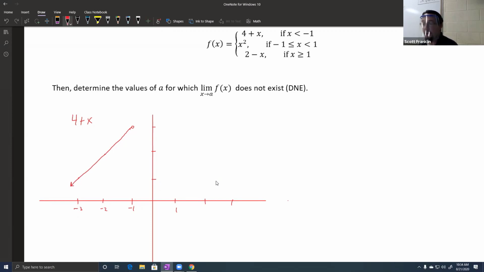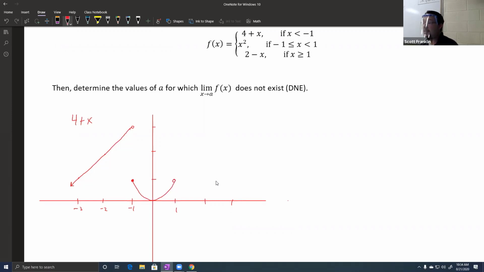Between -1 and +1 is x squared. What does x squared look like? Parabola. At -1, it has a value of 1 because -1 squared is 1. And I'm going to put a solid dot at -1, height 1, okay, because of the equal to that's included in this inequality. And then a circle right here at +1, and I'm going to draw the parabola. Standard parabola that we know that x squared looks like.